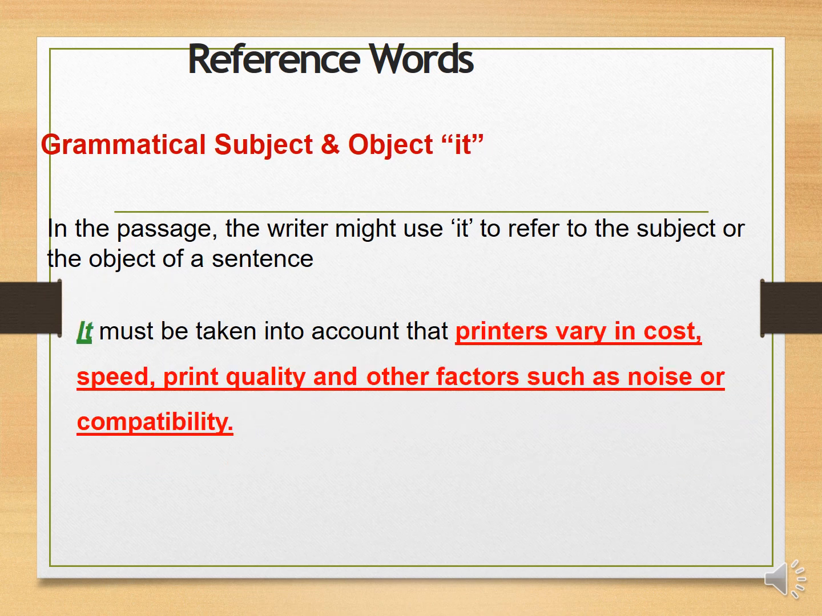It must be taken into account that printers vary in cost, speed, print quality, and other factors such as noise or compatibility. So it in the sentence refers to what needs to be taken into account: printers vary in cost, speed, print quality, and other factors such as noise or compatibility.